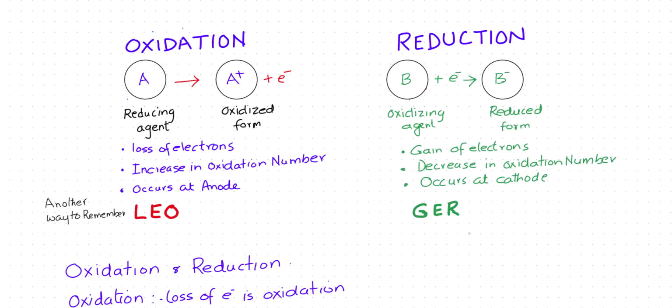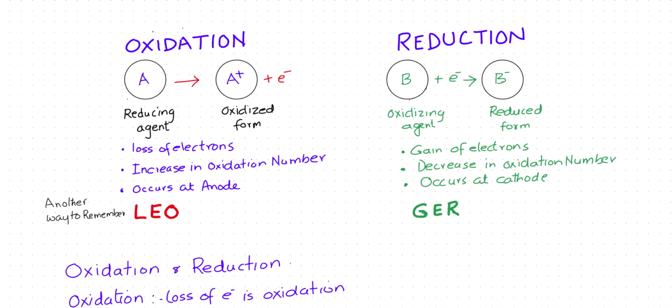In this video, we'll talk about oxidation and reduction. Oxidation is loss of electrons, or an increase in oxidation number, and oxidation occurs at the anode. The substance oxidized is called the reducing agent. Like A, after losing one electron, forms A positive ion. An electron is lost, and so A is oxidized to A positive ion.